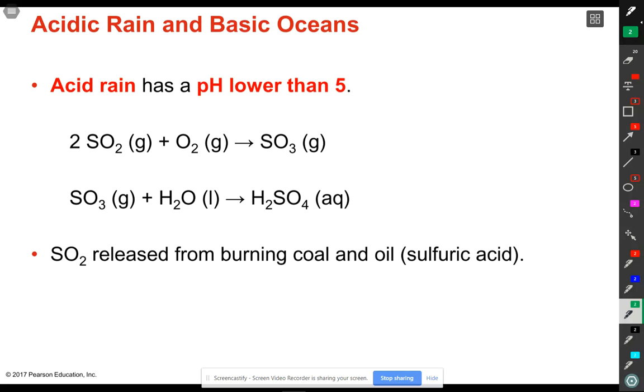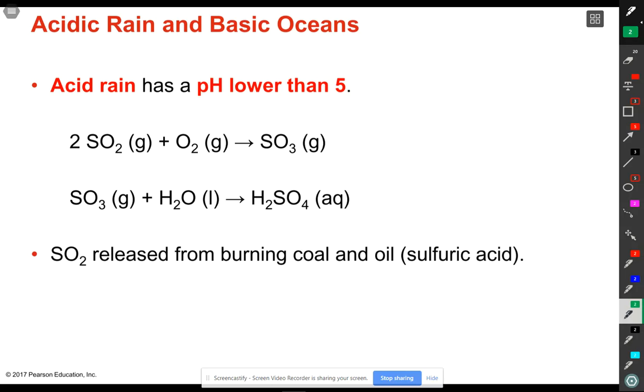Remember in our lab last week, we had one test where we put vinegar in, and if it bubbled, then we knew that it was something that contained carbonate, because the acid will dissolve that carbonate. What else contains carbonate? Marble. Marble is metamorphized calcium carbonate, or metamorphized limestone. And so marble will be dissolved by acid rain.